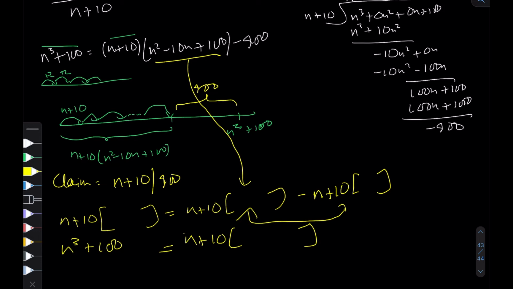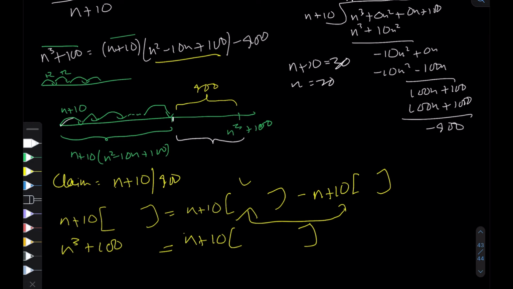If you want to see this on the number line, if n plus 10 divides 900, then by just making that same jump, it will be able to perfectly cover this 900 gap. So for example, let's say n plus 10 is equal to 30, so n would be 20.